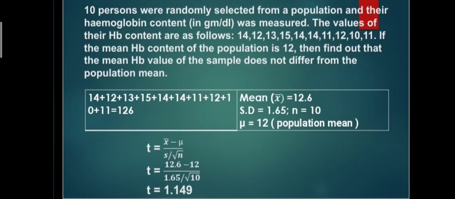So we are putting all these values in the formula. x bar, that is 12.6, minus 12, divided by 1.65, that is the SD value or standard deviation value, and this will be divided by the square root of 10. When you calculate this, the final value will come: t is equal to 1.149.